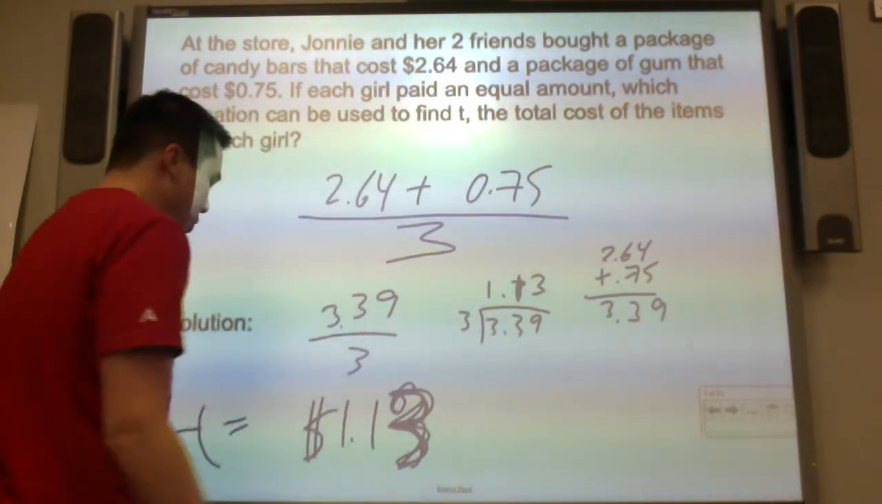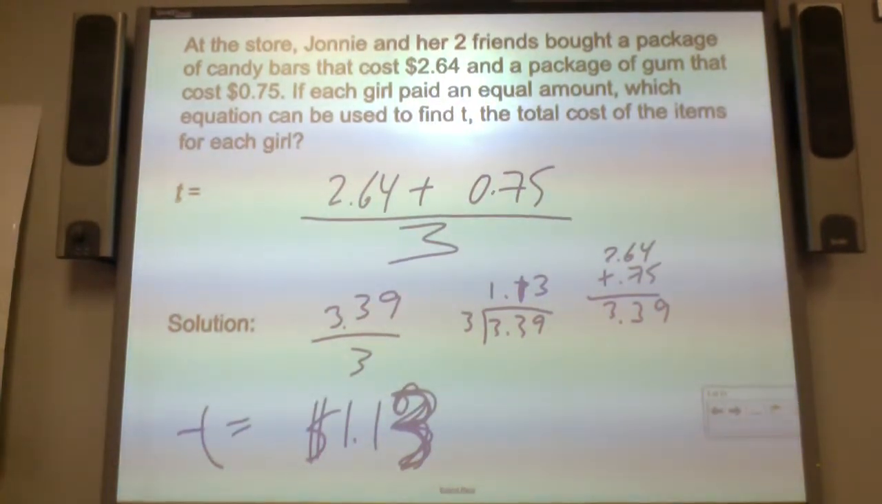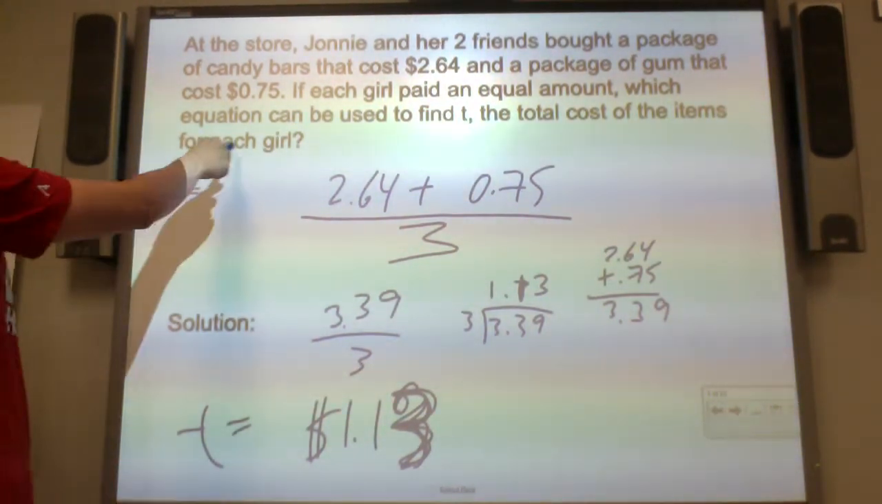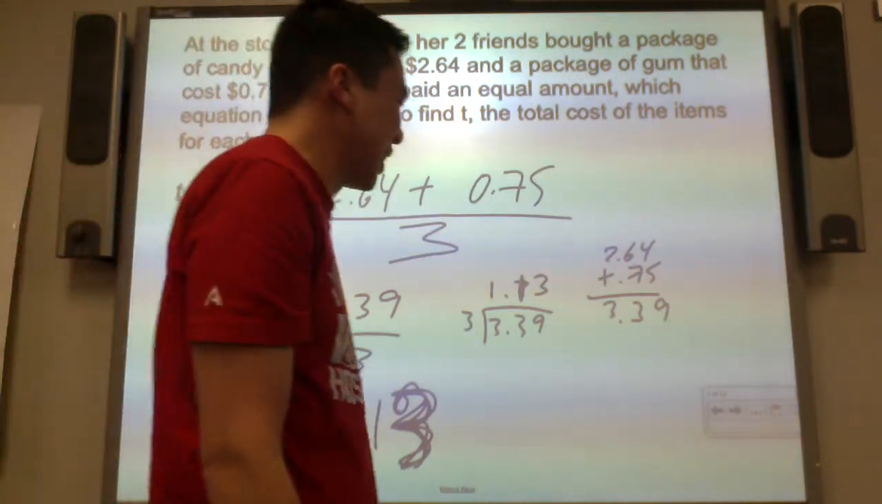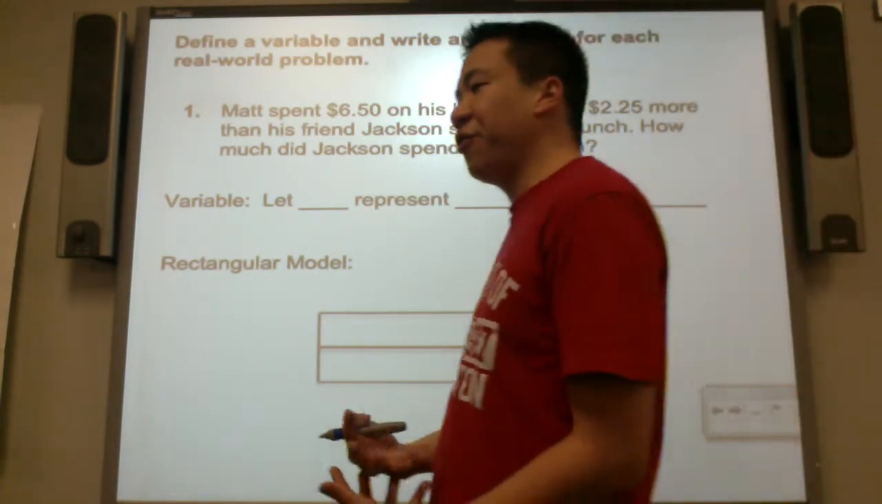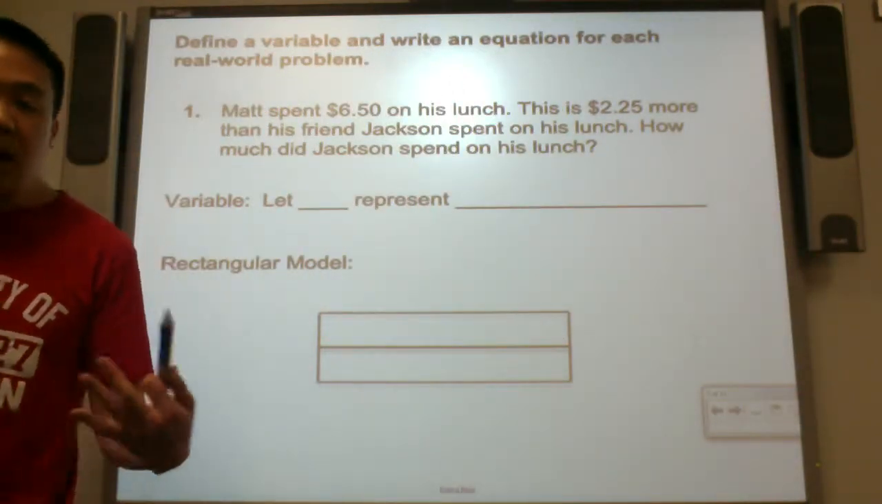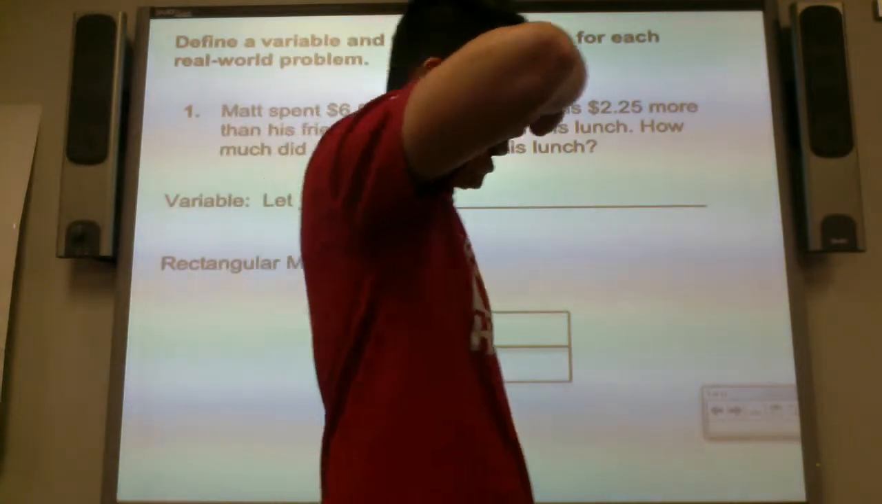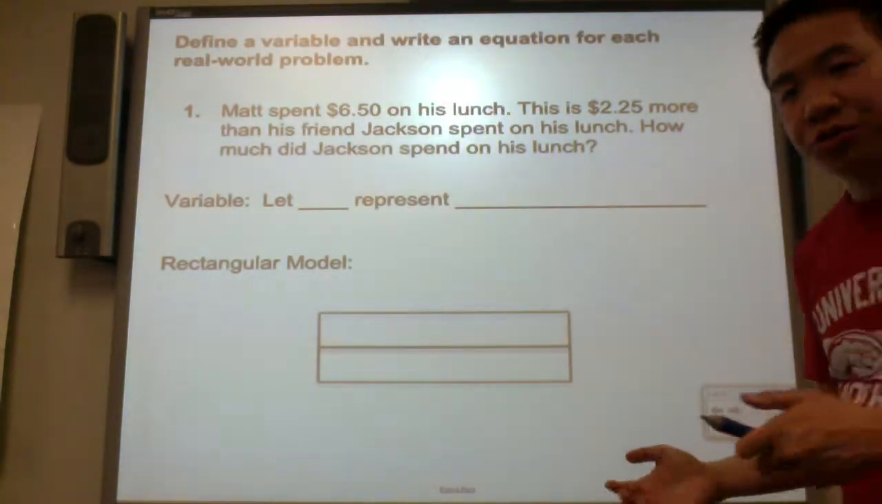T is equal to $1.13. So that's the total cost of the items for each girl. So each girl spends $1.13. So we're going to go through different types of word problems, and we're going to find ways to set it up as this and that. Something is equal to this.